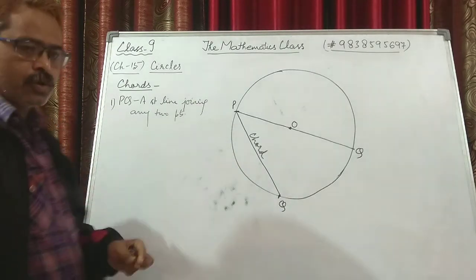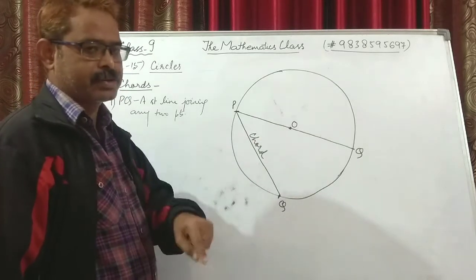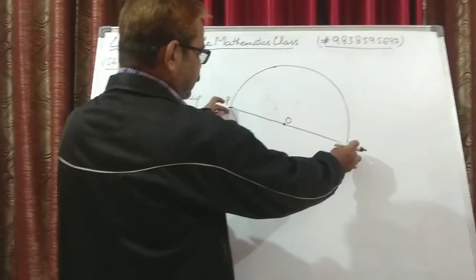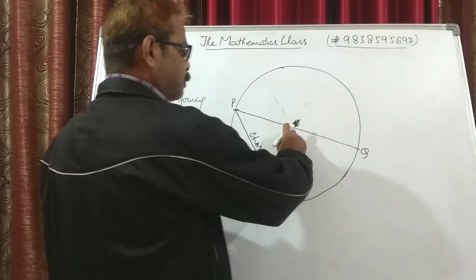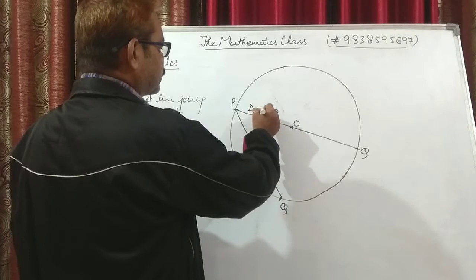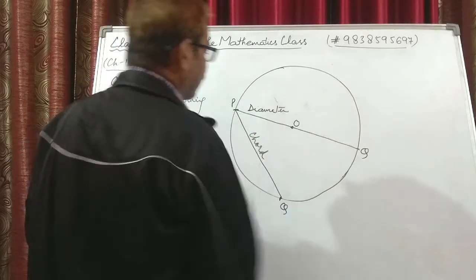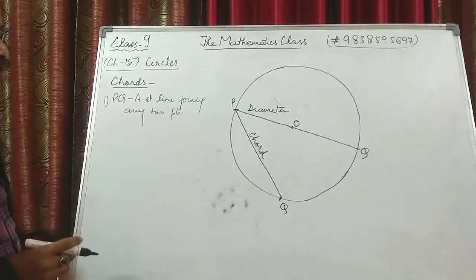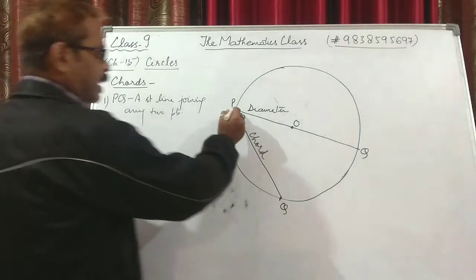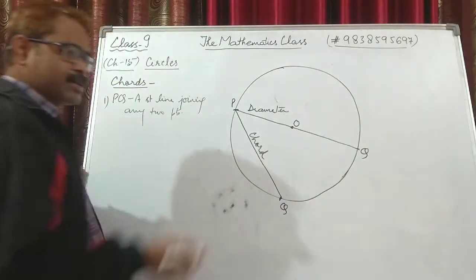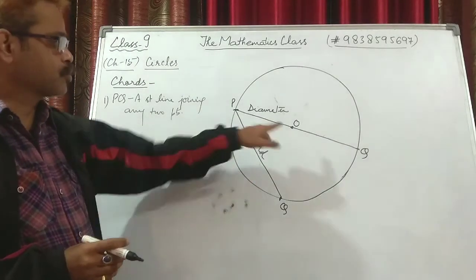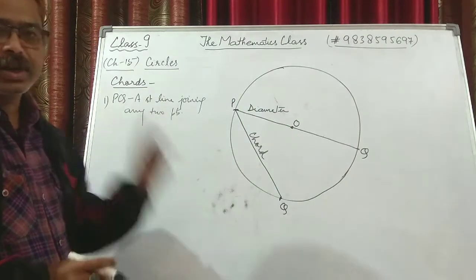Now, if this chord passes through the center, that is the condition. Suppose this PQ chord is stretched, and it is made such that it is passing through the center, then this chord will be known as diameter. Diameter is also said to be the longest chord in a circle. So diameter is a chord, but it is the longest chord. And what is a diameter? A chord which passes through the center of the circle.